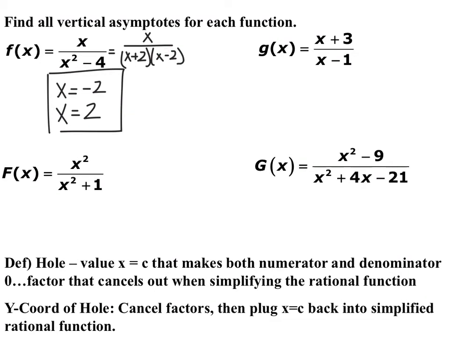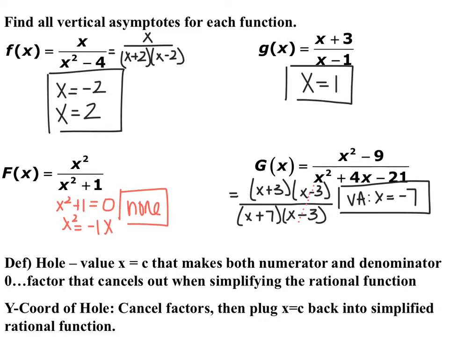So now go ahead and pause the video and try the next three. Remember, factor completely and then whatever makes the denominator 0 that doesn't also make the numerator 0. So lowercase g of x is already factored completely. X minus 1 is in the denominator, but it is not in the numerator, so that means it's going to be a vertical asymptote. So your vertical asymptote is x equals 1.